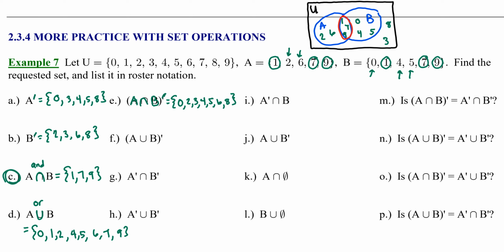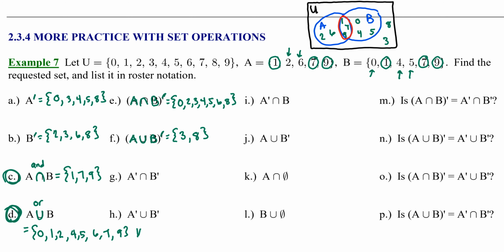Example F, we have A union B complement. Remember, A union B we have already found down here on example D. Since we're looking for the complement, I'm going to list everything that is not in this set down here. So 0, 1, and 2 are accounted for. Again, I'm looking down here at this set, and I'm identifying elements that are missing, right? So 3 is missing, and 8 is missing.